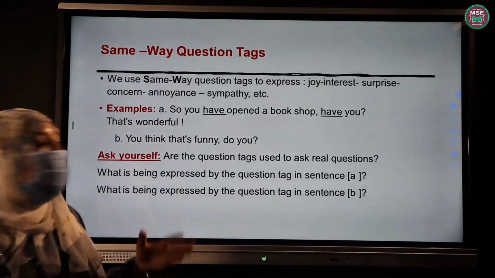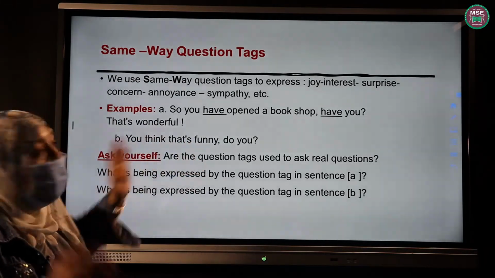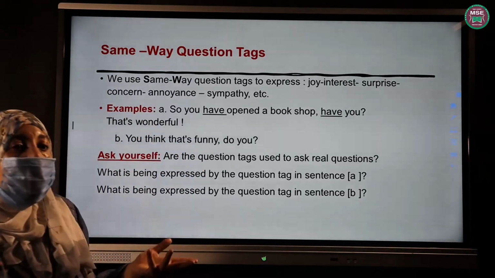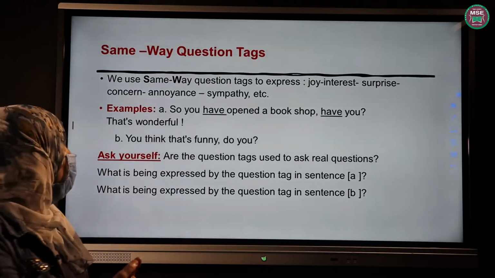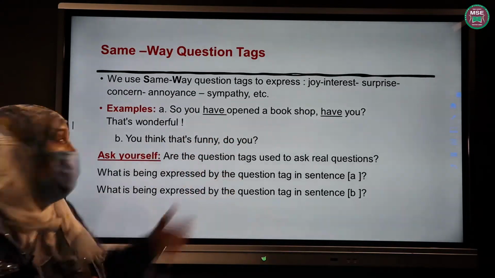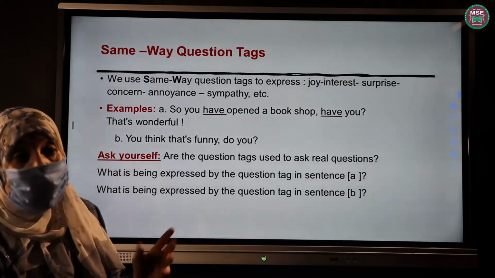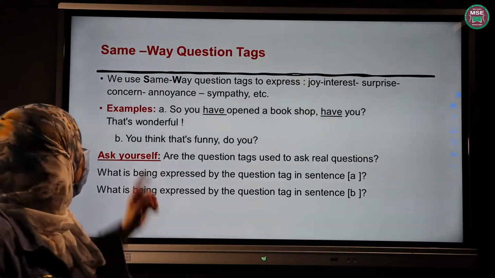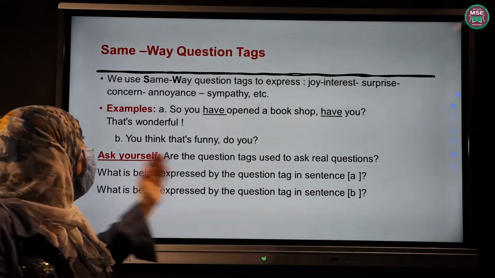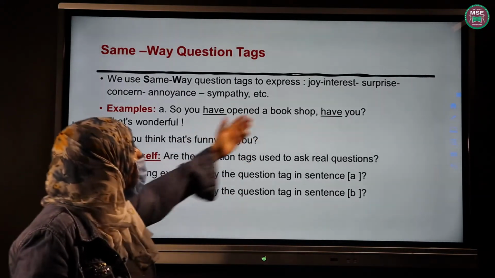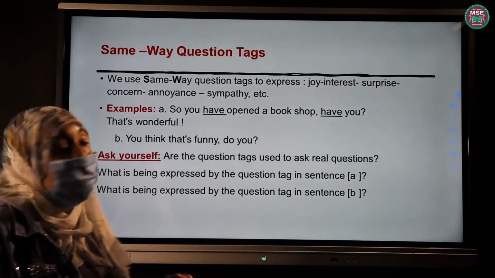If we want to look again at this example: so you have opened a bookshop. Have you? That's wonderful. What do you think? This tone, when I say to you, that's wonderful. Is it happiness? Is it joy? Is it interest? Is it surprise? Is it annoyance? I think you guess it. It's joy, or we can say interest, or surprise. It can be one of these.